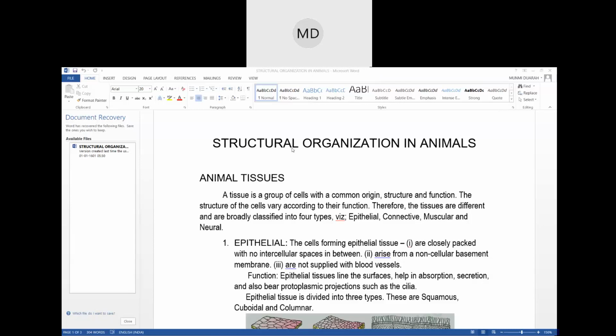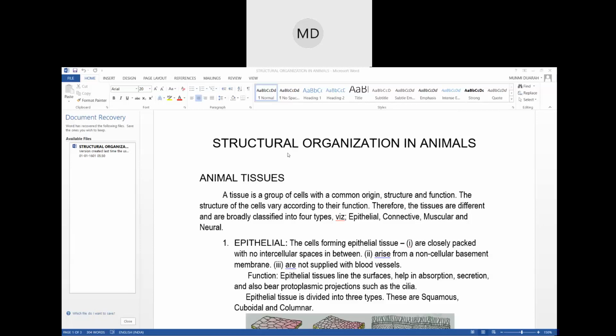Okay. So what is a tissue? A tissue is a group of cells. It is nothing but a group of cells which have a specific function, right? So that is known as a tissue. There are tissues in plants also, in animals also, but since this is zoology, we'll be discussing animal tissues.